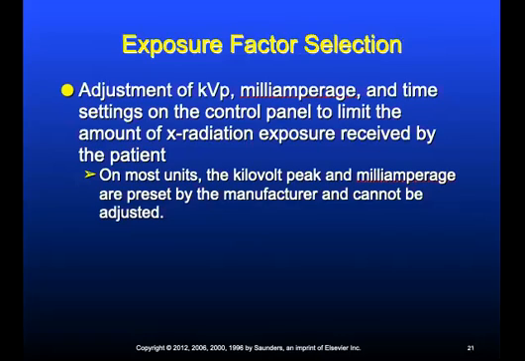So exposure factor selection means the correct adjustment of the kVp, the milliamperage, and time settings on the control panel. And this will limit the amount of radiation exposure received by the patient. On most units, the kilovolt peak and milliamperage are preset by the manufacturer and cannot be adjusted. But on some fancier, more modern units, the kVp usually gives you a setting of either 60 or 70. And while 70 is the max on most digital X-ray sensors, 60 is going to be more than sufficient.